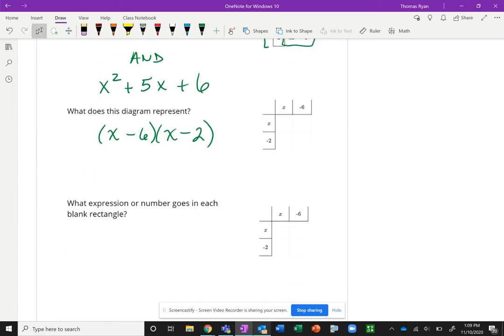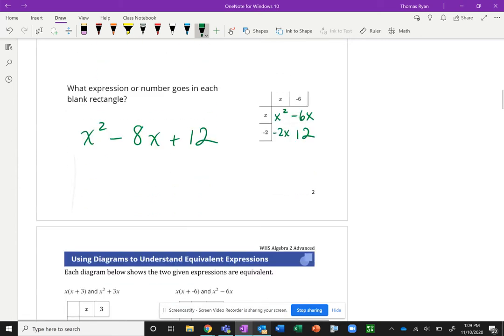So then we say, okay, well, what expression or number goes in each blank? Well, we find our little areas. X times x is x squared, x times -6, x times -2, and then -6 times -2 being positive 12. So really what's represented here is x squared minus 8x plus 12. All right, so again, we do that via foiling, but we're trying to bring it back visually.